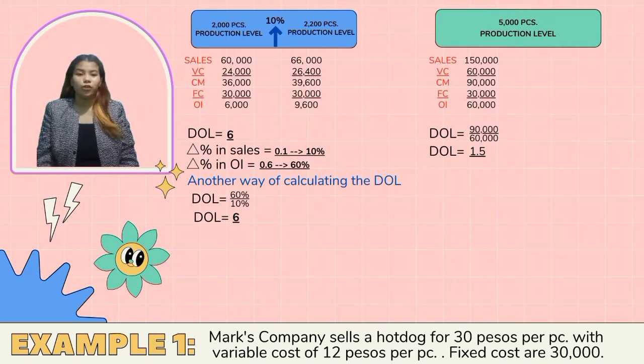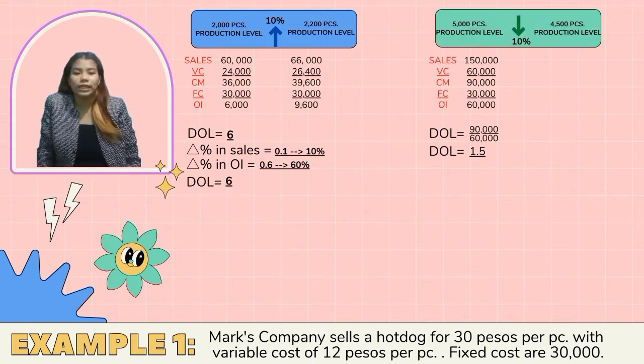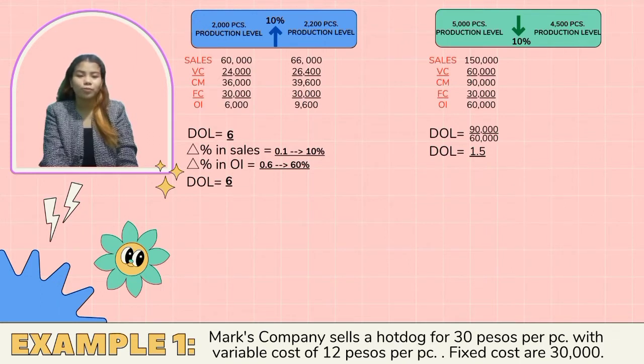This also works if the sales go down. Let's say the 10% is negative. So if the production level or the sales went down by 10%, then the operating income would go down by 60%. So for this one, we could show that here at the production level of 5,000. If it goes down by 10%, then we're going to be producing 4,500 pieces. So how did I get that? 1 minus 0.1 gives us 0.9. So 5,000 times 0.9 will give us 4,500.